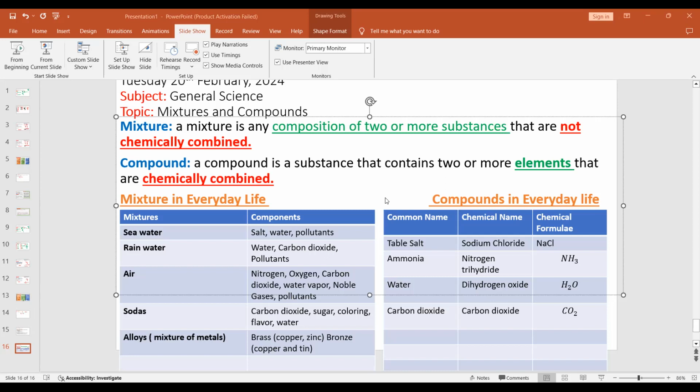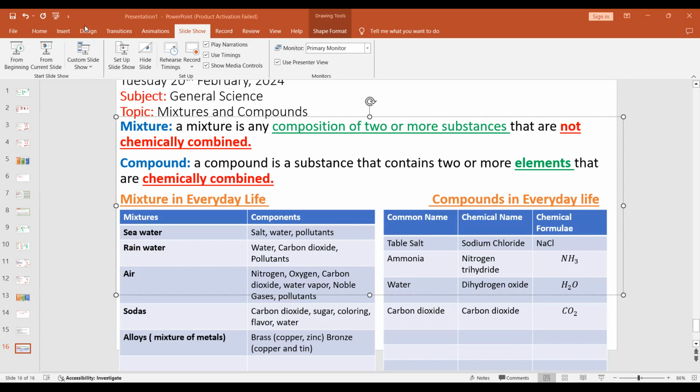Jevin, what is a compound? A compound is a substance that contains two or more elements that are chemically combined. All right, thank you. Gianna, give me an example of a mixture. An example of a mixture could be rainwater. Very good. And Myla, give me an example of a compound. Carbon dioxide.